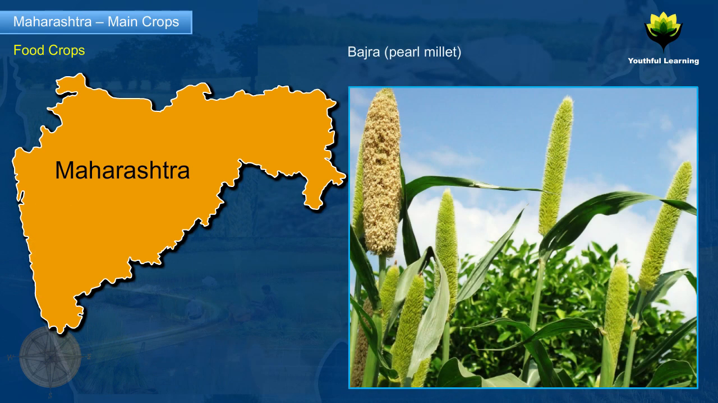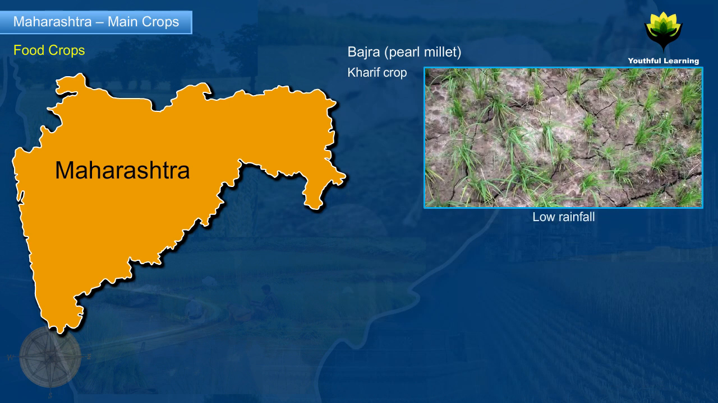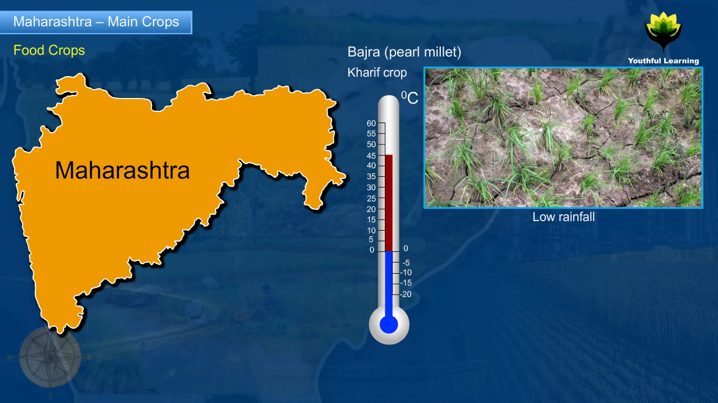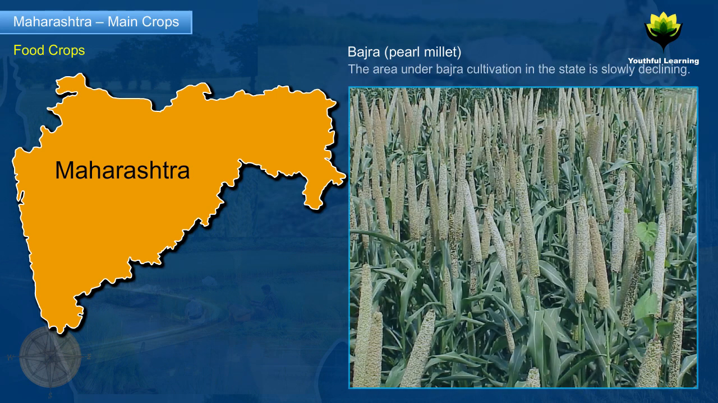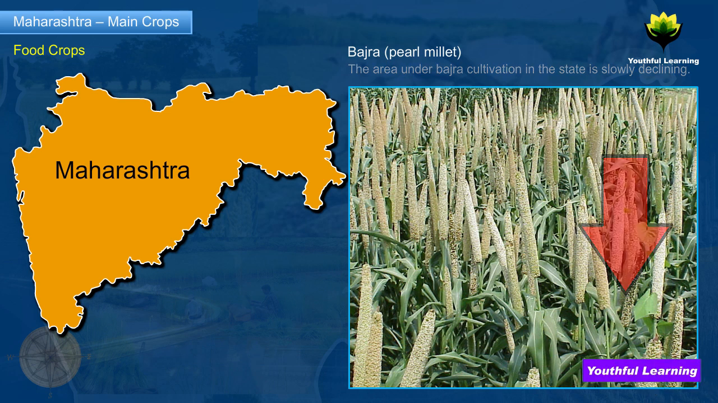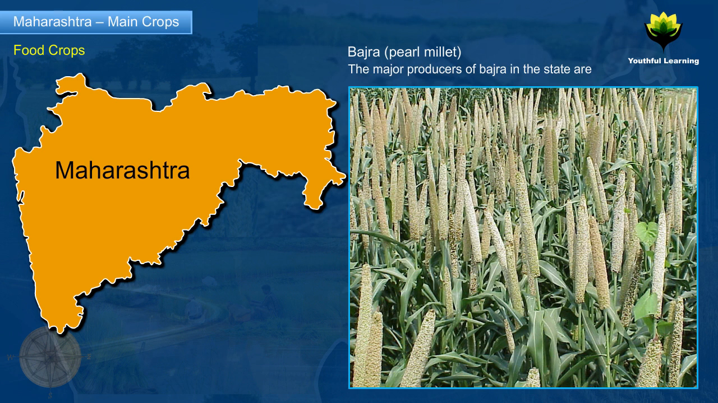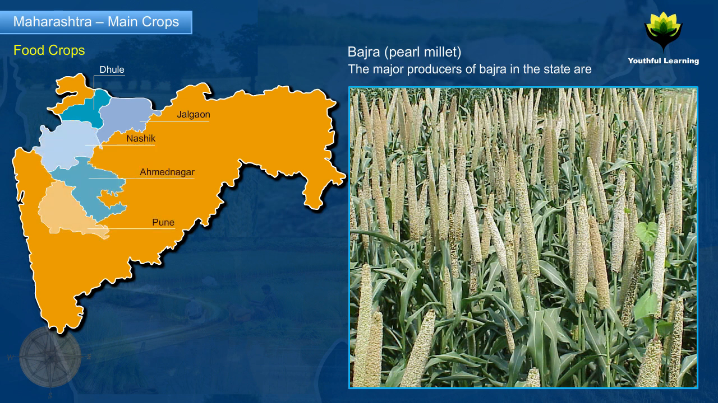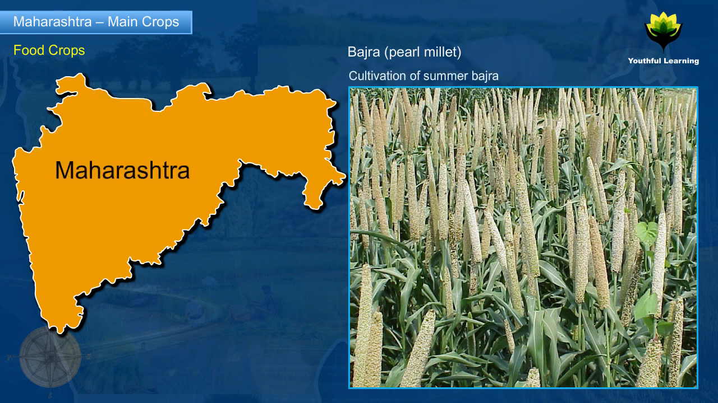Bajra. Bajra or pearl millet is a Kharif crop. It is grown mostly in areas with low rainfall and needs high temperatures and light soils. The area under Bajra cultivation in the state is slowly declining. The major producers of Bajra in the state are Dhule, Jalgaon, Ahmednagar, Nasik, Pune and Satara. Nowadays, cultivation of summer Bajra is increasing as the output is quite good.